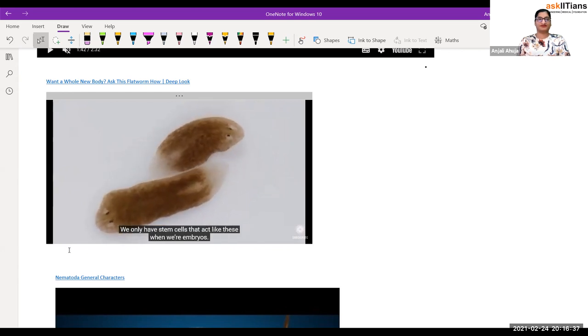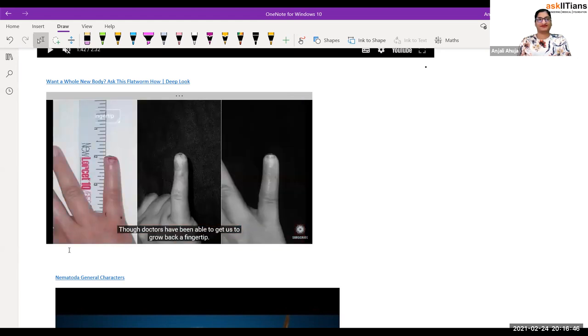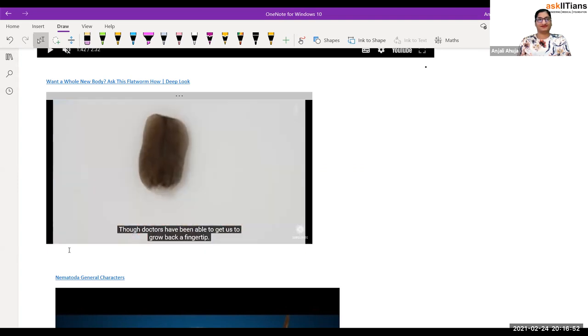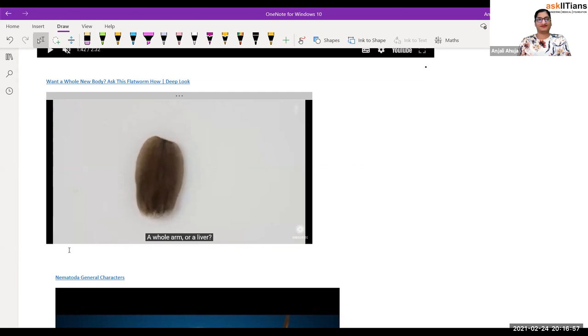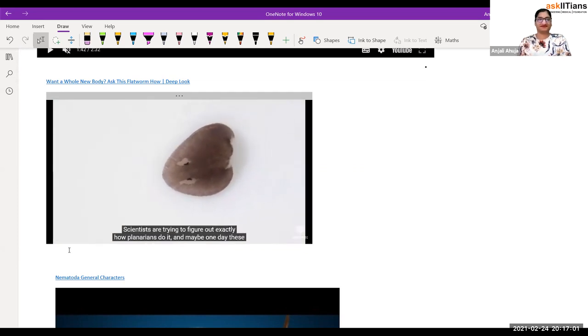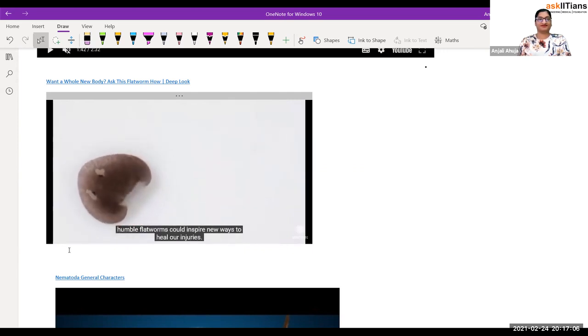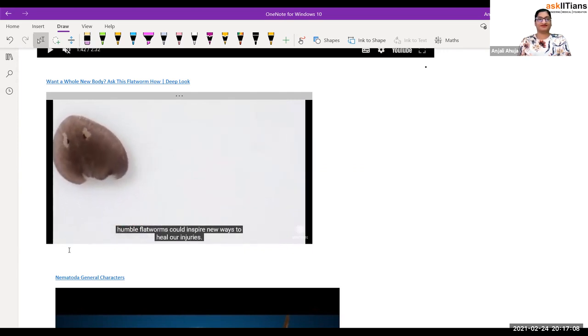We only have stem cells that act like these when we're embryos. Once we grow up, we pretty much lose this ability. Though doctors have been able to get us to grow back a fingertip. But what if we could grow ourselves anew? A whole arm or a liver? Scientists are trying to figure out exactly how planarians do it. And maybe one day, these humble flatworms could inspire new ways to heal our injuries.